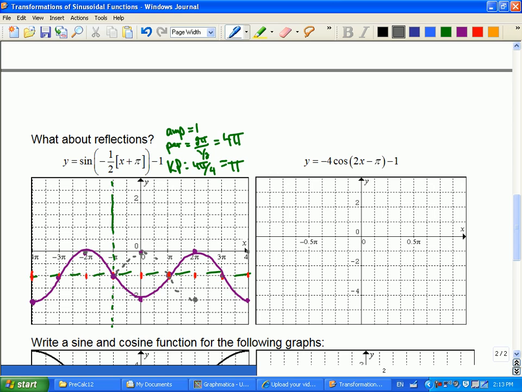But I'll get you guys to try this one, which is a different kind of reflection. But again, everything starts the same. It's just before you take that first step and plot your key point, you have to think about how this would have flipped your graph.